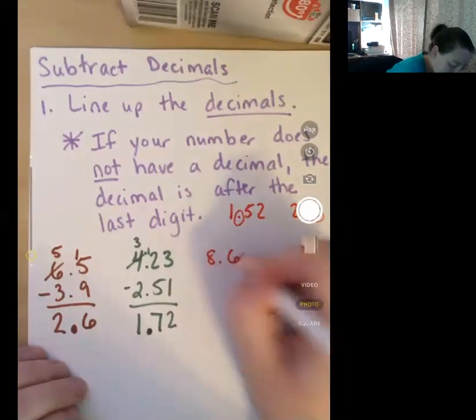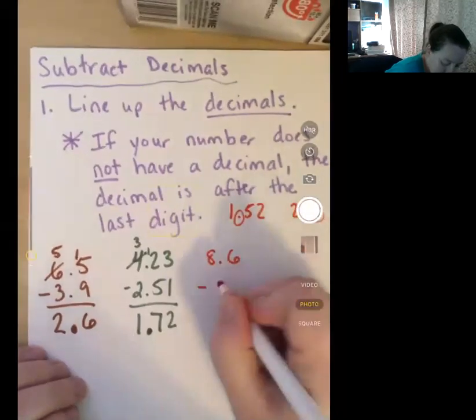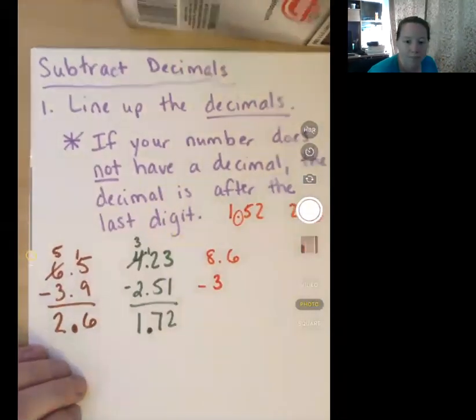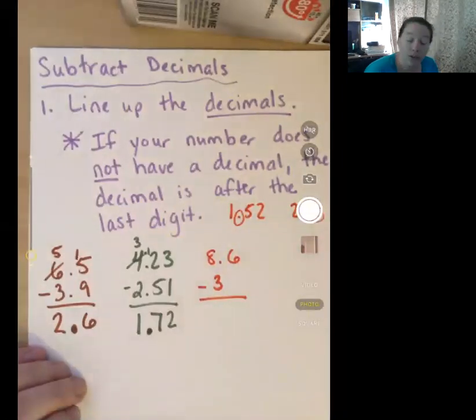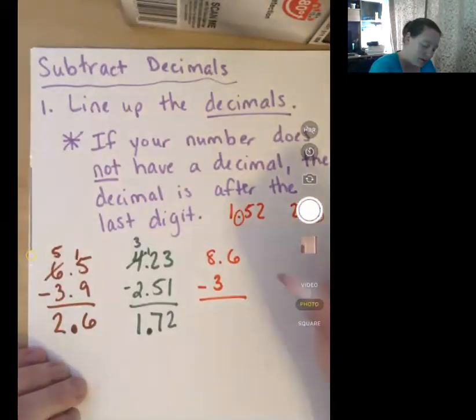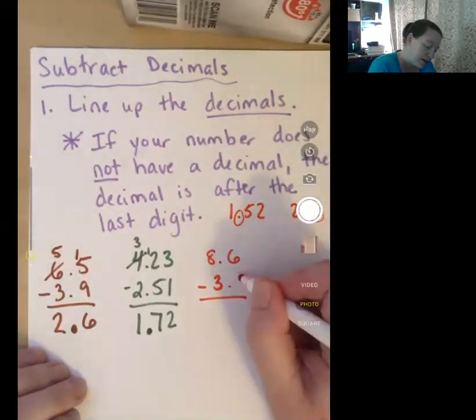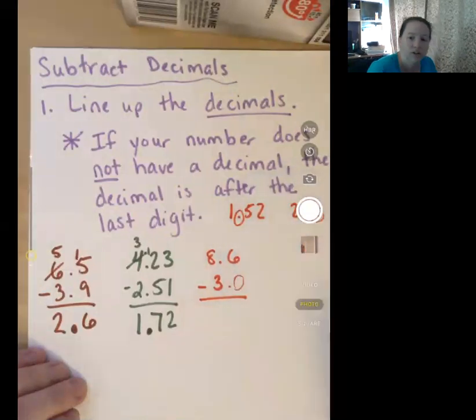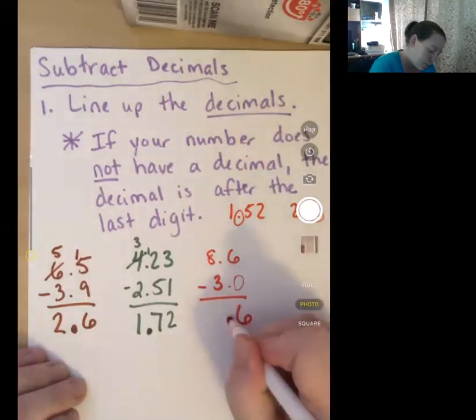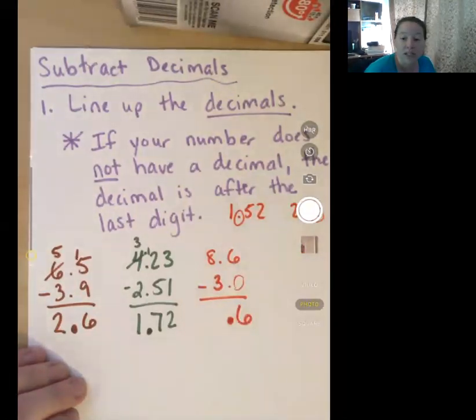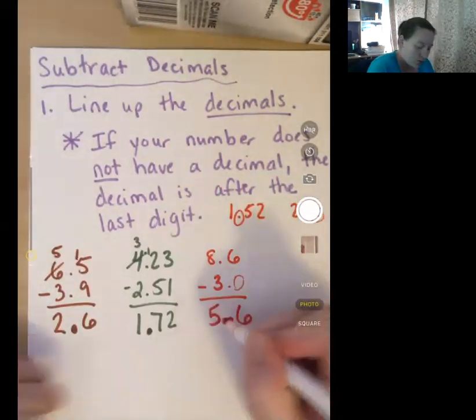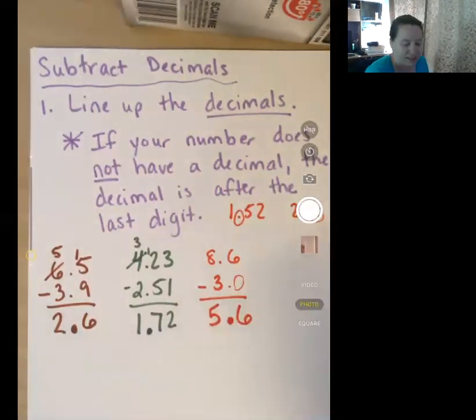8 6/10 minus 3. Well, 3 doesn't have a decimal point, except it does. It has a decimal point right there. It's an imaginary decimal point. You can't actually see it, and if you want to, you can put in the 0 so that it holds the place. 6 minus 0 is 6. The decimal point goes there. 8 minus 3 is 5. So I end up with 5 6/10.